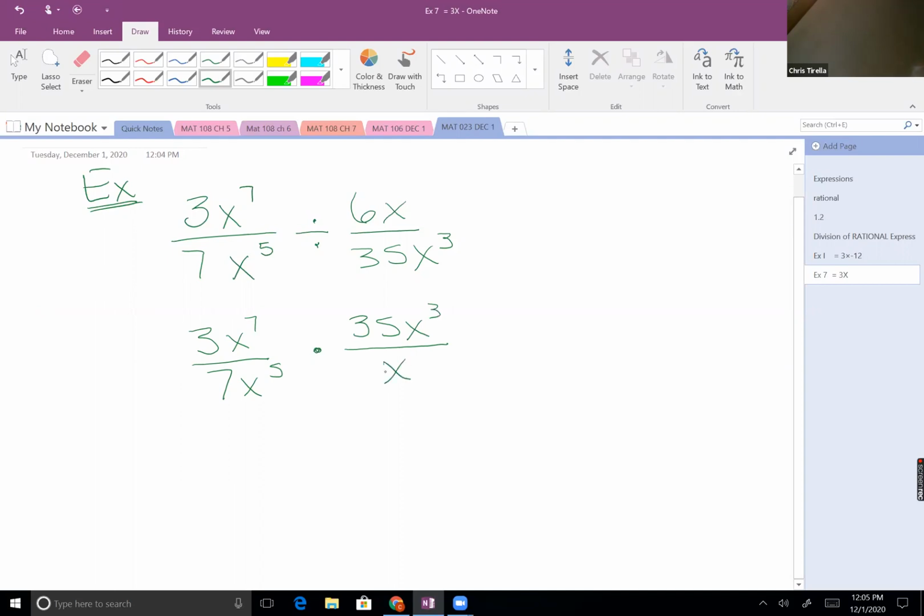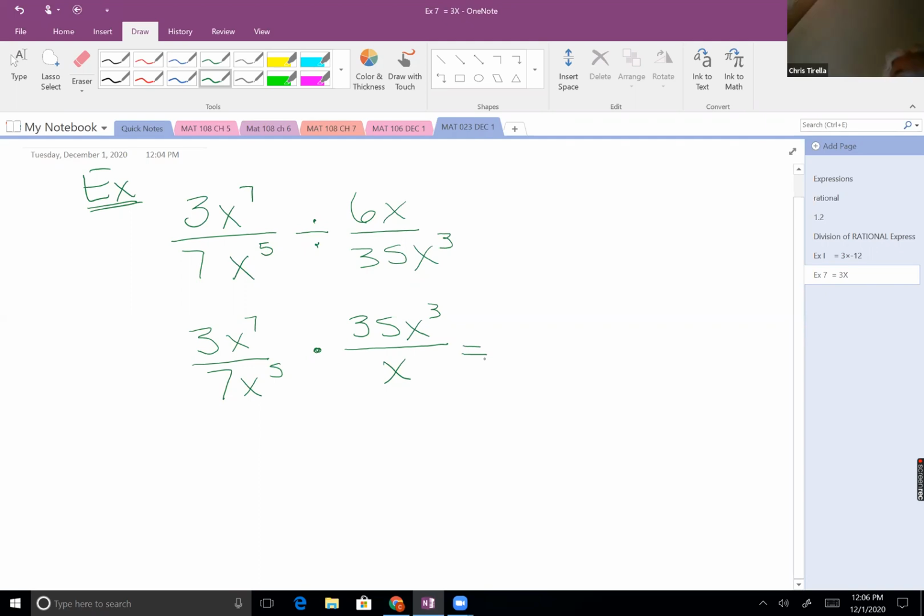And now from here, what you do is a matter of personal preference. Would you folks want to, because they're all single terms, just multiply across and then reduce? Or did you want to divide out common factors first? What would you folks do? I divide out the common factors first.